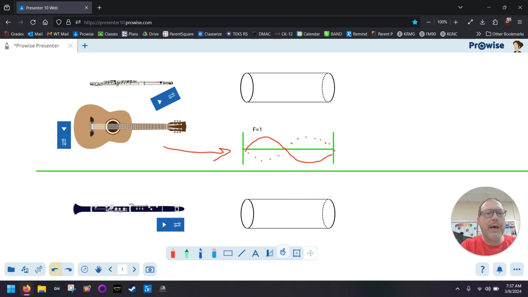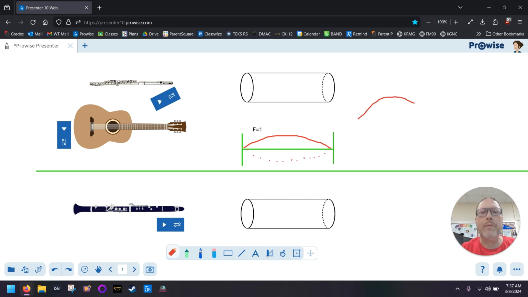But I want to come back to the idea of that fundamental frequency real quick. So I've got basically not even an entire wave, because if you remember, an entire wave has one complete oscillation like that. So what I'm really looking at right here is half a wave, like this half right here.